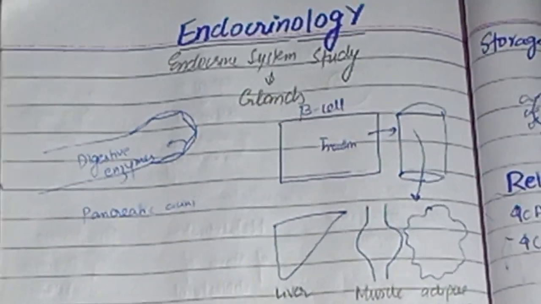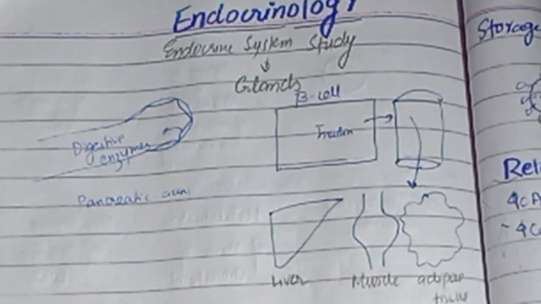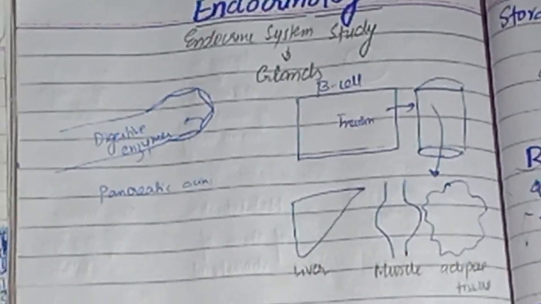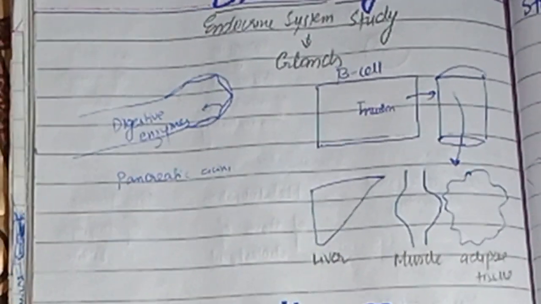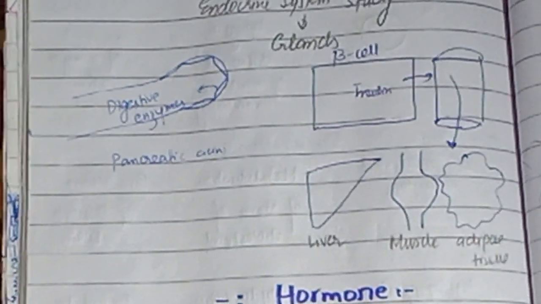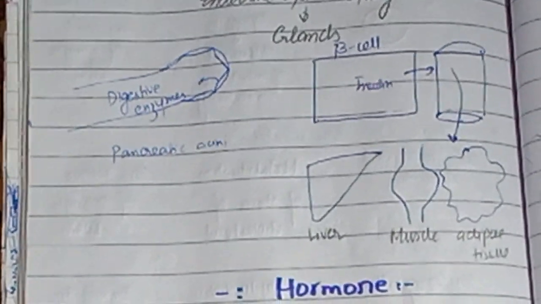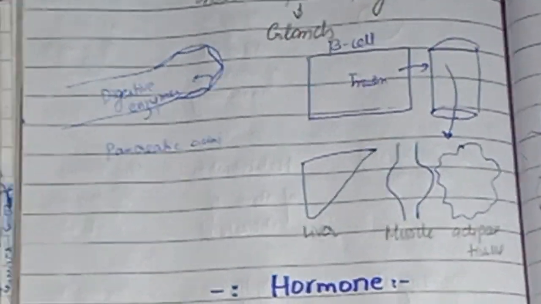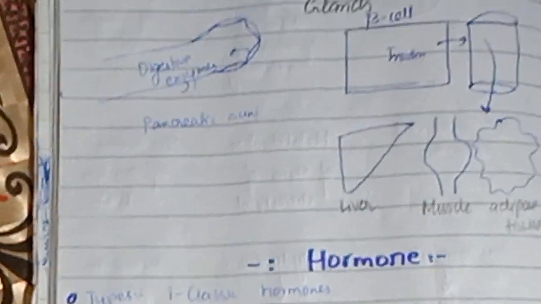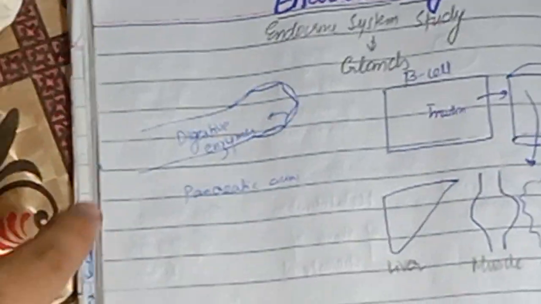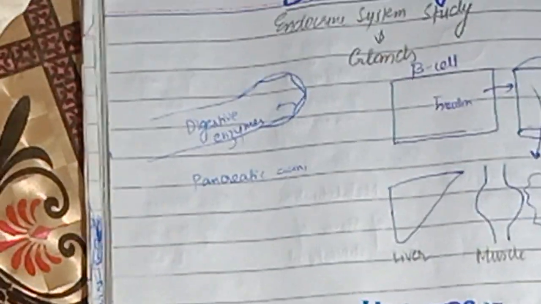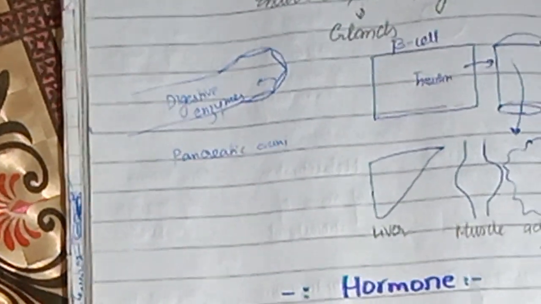These are of three types. One is the endocrine, one is the exocrine, and the third one is the hexocrine. So let's start with the exocrine. Exocrine glands are those glands which release their secretion into ducts. These are the glands with ducts. For example, the pancreatic acini that I have drawn on the left. These pancreatic acini secrete digestive enzymes through a special duct into the small intestine. So these pancreatic acini are the exocrine gland.